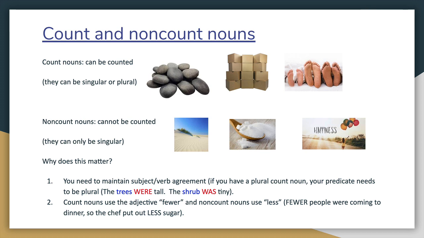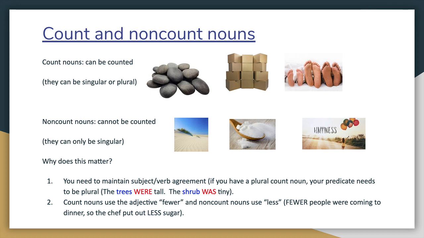You can count number of people. So if you're saying there were going to be less numbers of people, you're going to use the word fewer people. So then if you're putting out a smaller amount of sugar, you're going to use the word less, not fewer. He doesn't put out fewer sugar, he puts out less sugar.